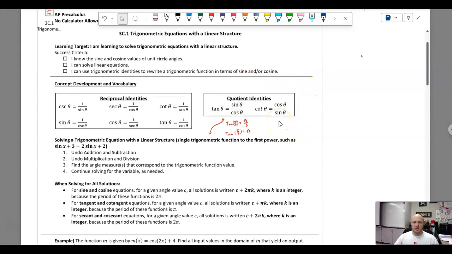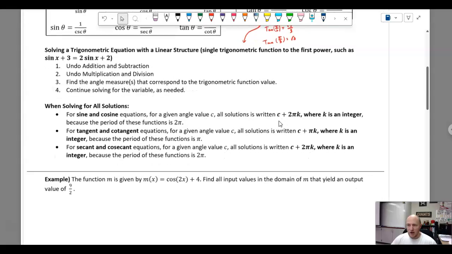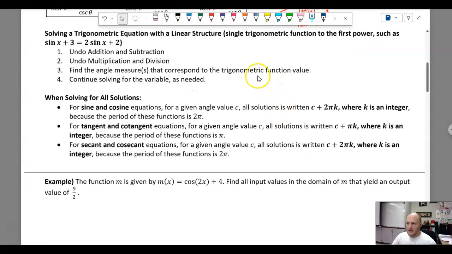So how do we solve a trig equation? Well, it's just like other equations. We are going to do reverse order of operations. Undo addition and subtraction, undo any multiplication and division, and then we will undo the angle measure that corresponds to the specific trigonometric function value, and we'll continue solving if needed. I'll show you how that works. It's important to note, usually here we're solving for the angle value, and we're not necessarily finding a value, so it works in reverse of how we did the unit circle.